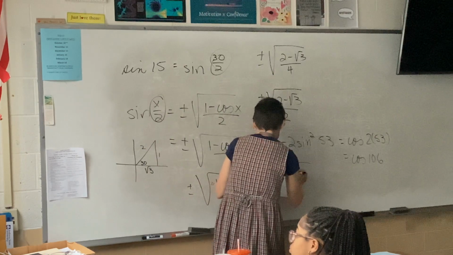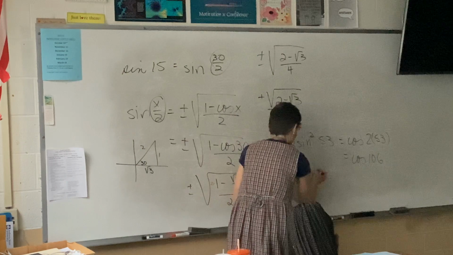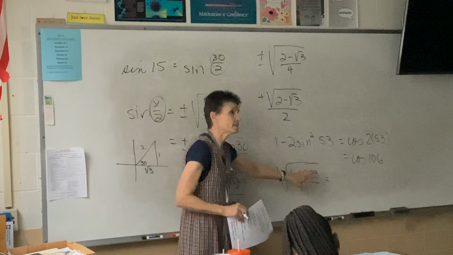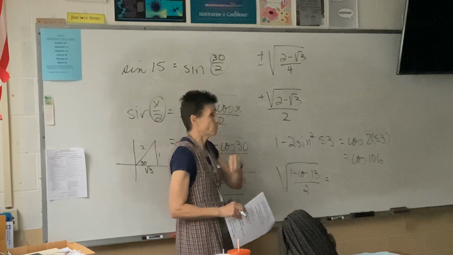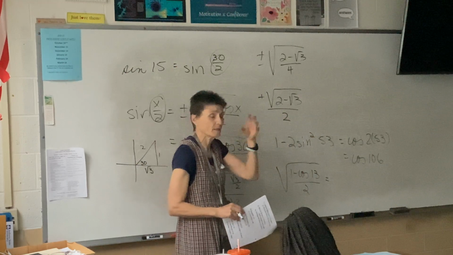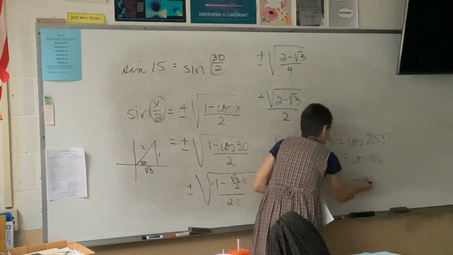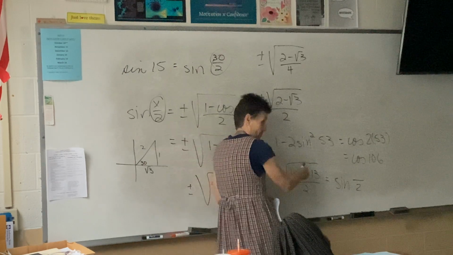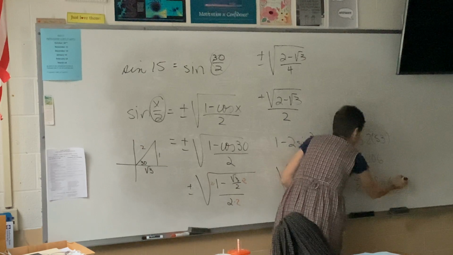Square root of 1 minus cosine, what is that, 13 over 2. All right, 1 minus cosine, forget the number for a minute. What's 1 minus cosine over 2, square root? That's a formula for sine of the angle divided by 2. What's our angle? 13. So this is a formula for the sine of 6.5.